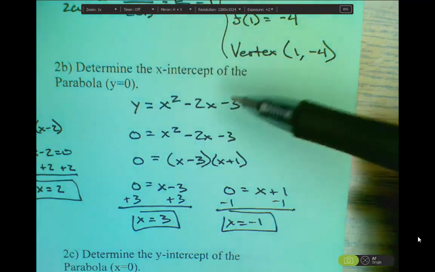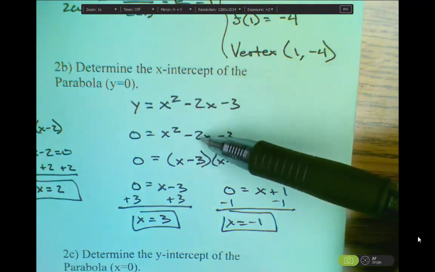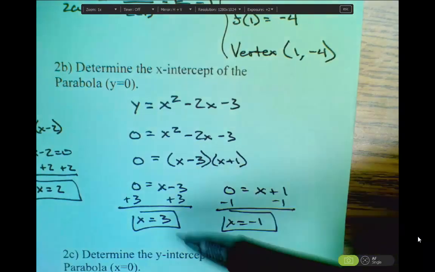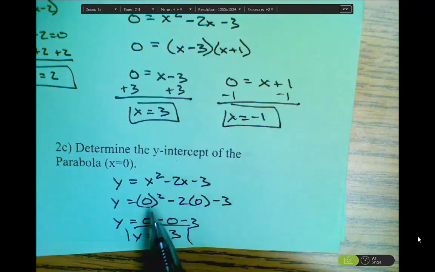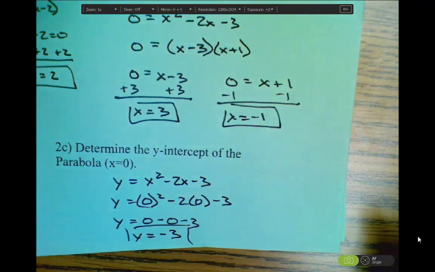For my x-intercepts, when I factor, what multiplies to -3 and adds to -2? It's -3 and +1. And I can solve that to get 3 and -1. And lastly, when I plug in 0 for x, I get -3 for y.